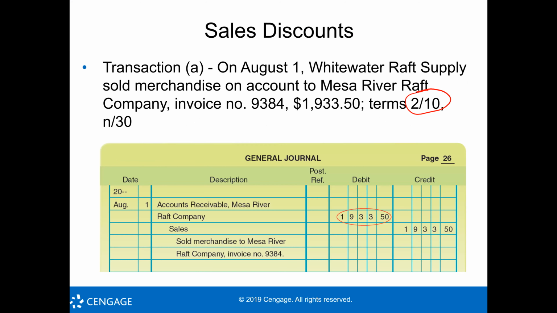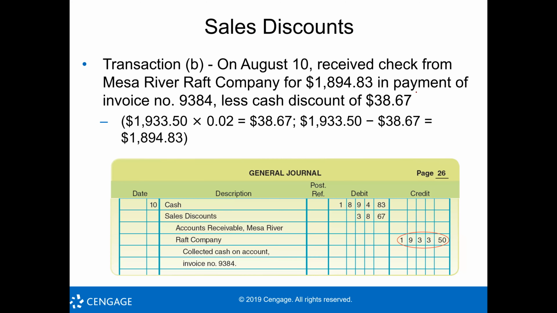And so now we look here at the next slide and it shows us when they pay within that discount period, what that transaction looks like. So on August 10th, we received a check from Mesa River Raft Company for $1,894.83 in payment of invoice 9384 less the cash discount of $38.67. So just like we did in class, and remember there's kind of more than one way to do it.